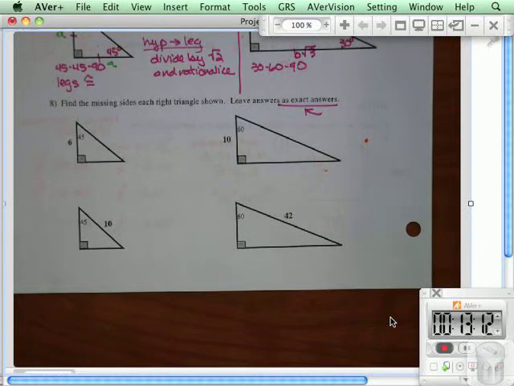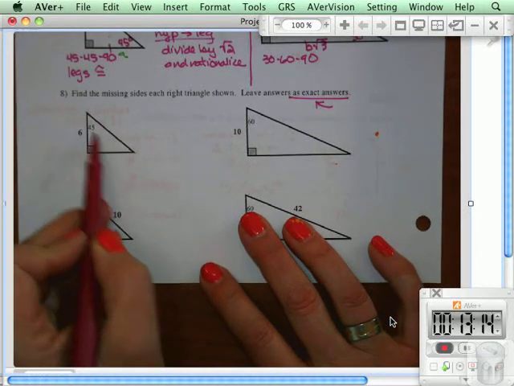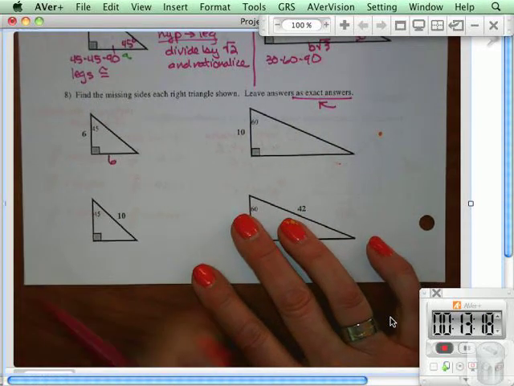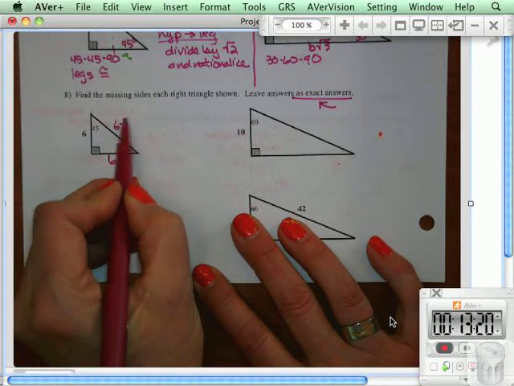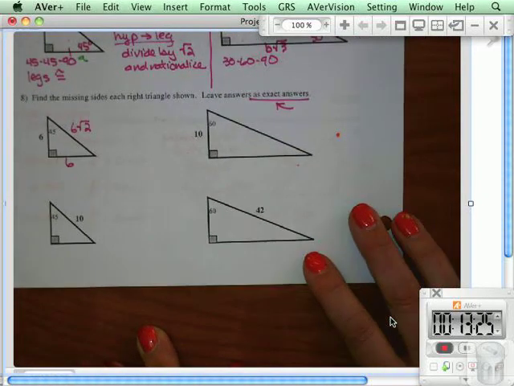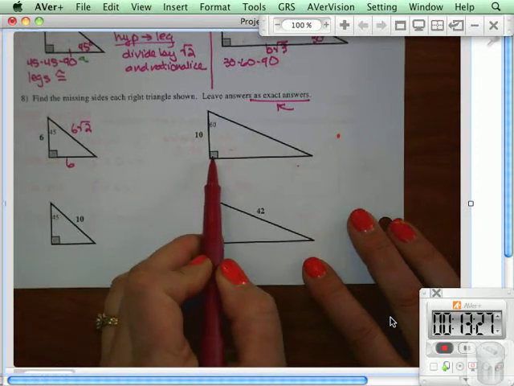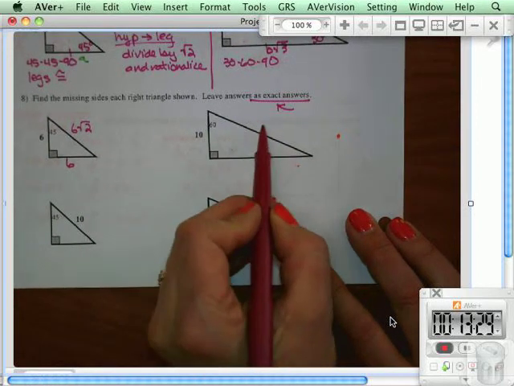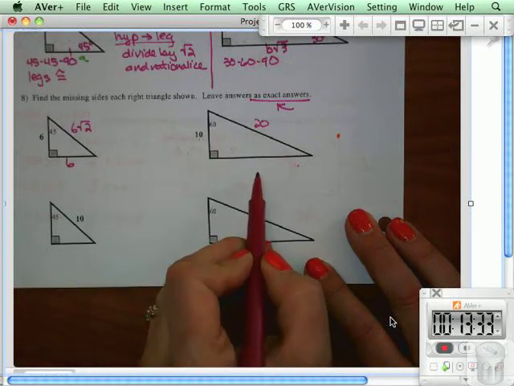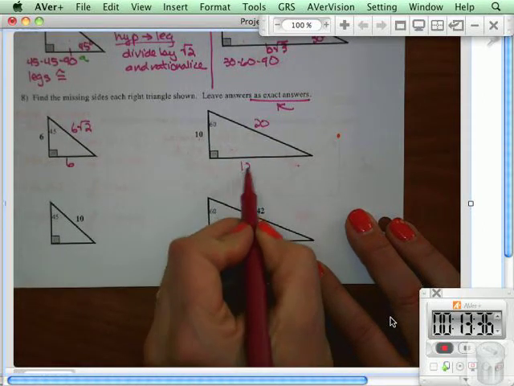Okay? So here they're giving me the leg. It's a 45, 45, 90. I know the legs are congruent. And then the hypotenuse is 6 times the square root of 2. Here they gave me the short leg, which is nice. All I have to do is double it to get the hypotenuse and multiply it by what to get the long leg? Yeah.